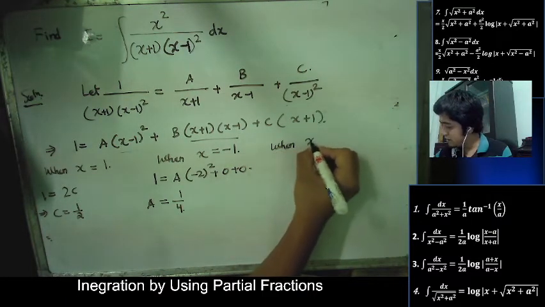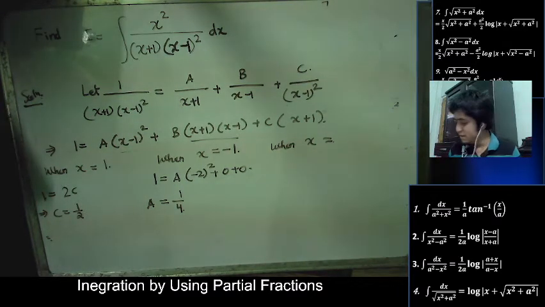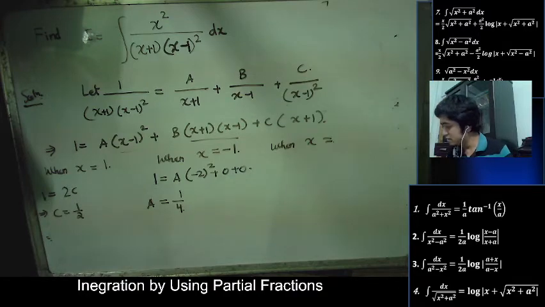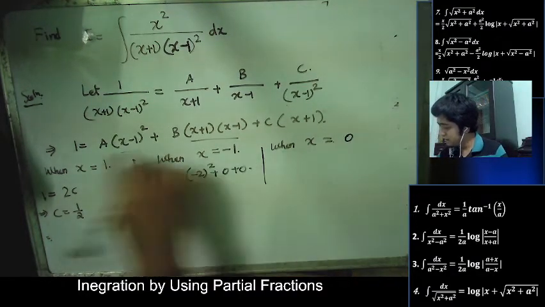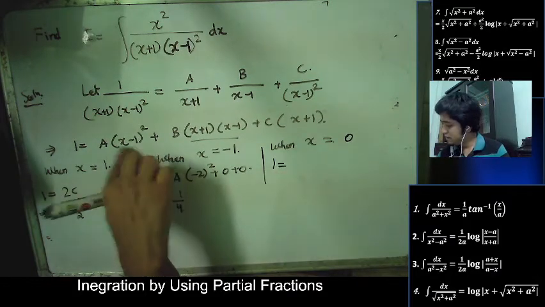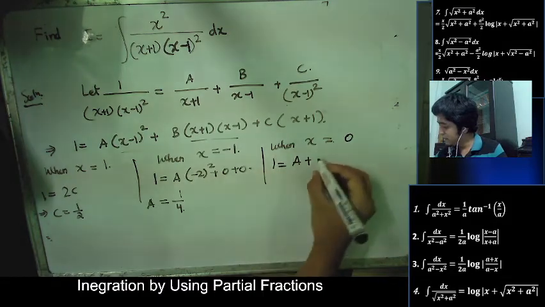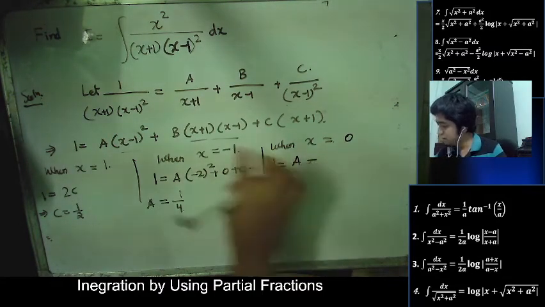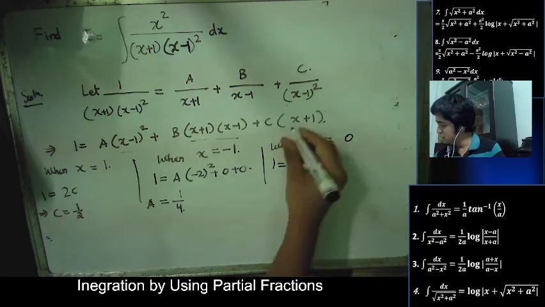Now we can put another value. We can choose any value that we like. Since we have not used 0, let us just put 0. So the left hand side is 1. So you will be getting a, you will be getting minus b. You can do this: 0 plus 1, 0 minus 1. So minus b plus c.